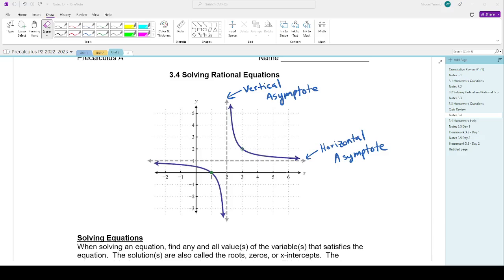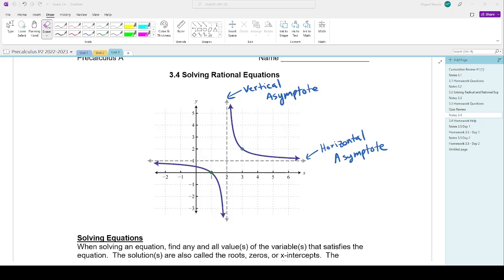Welcome to your video lesson for 3.4 for Precalculus. We're going to be talking today about solving rational equations. Just like we looked at last time, rational equations are equations that are put in fraction form. If we were to try to graph it, you'll notice that it looks something similar to this.